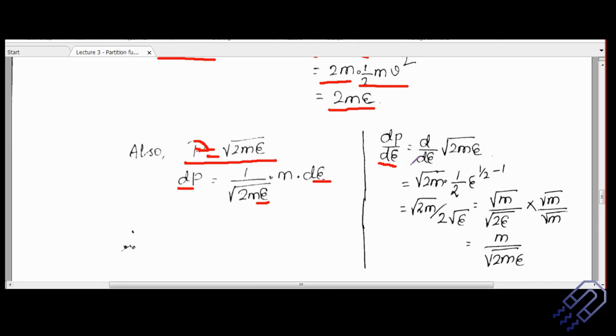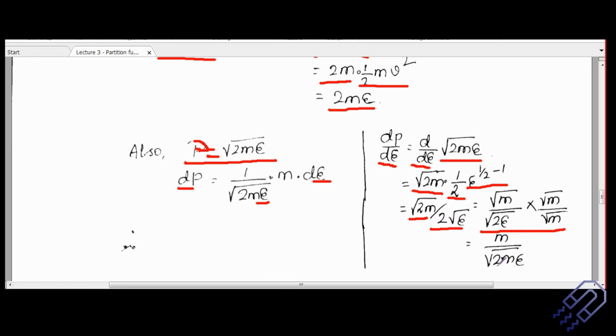So dp d epsilon is equal to d epsilon of root 2 m epsilon. Okay, that is what is there. And then you do your normal differentiation. Just take this root over 2m outside, and then there is epsilon to the power half, so it is n x to the power n minus 1. So half epsilon to the power half minus 1, it will be root over 2m divided by 2 root epsilon. Okay, then we just rationalize, age old thing, right?